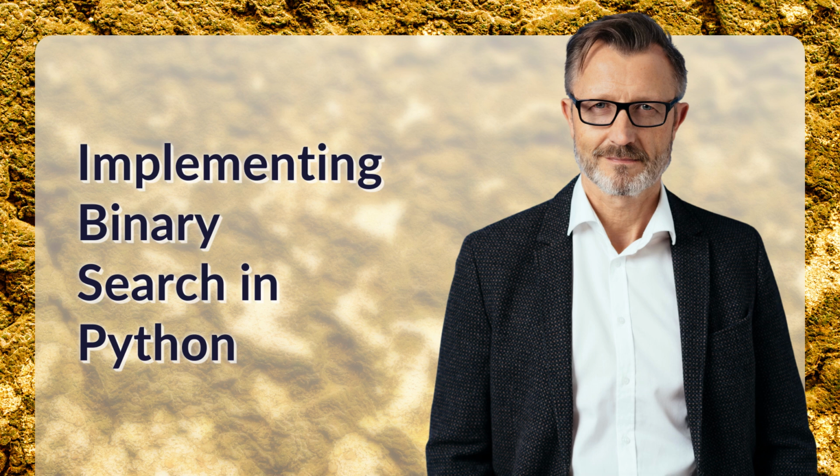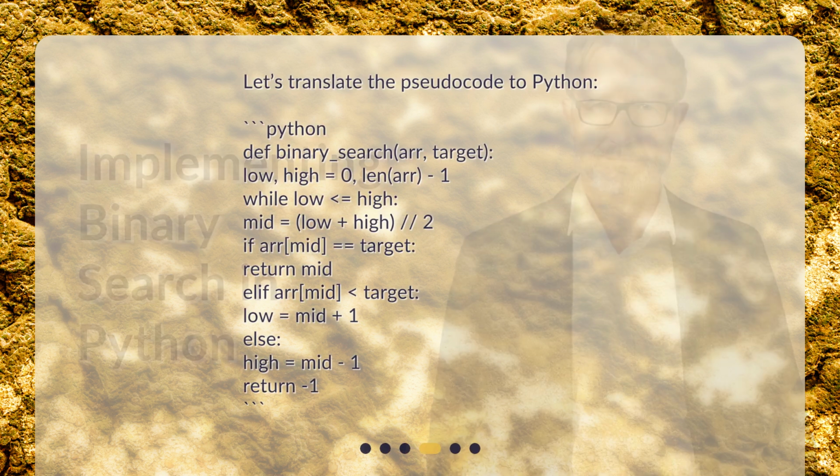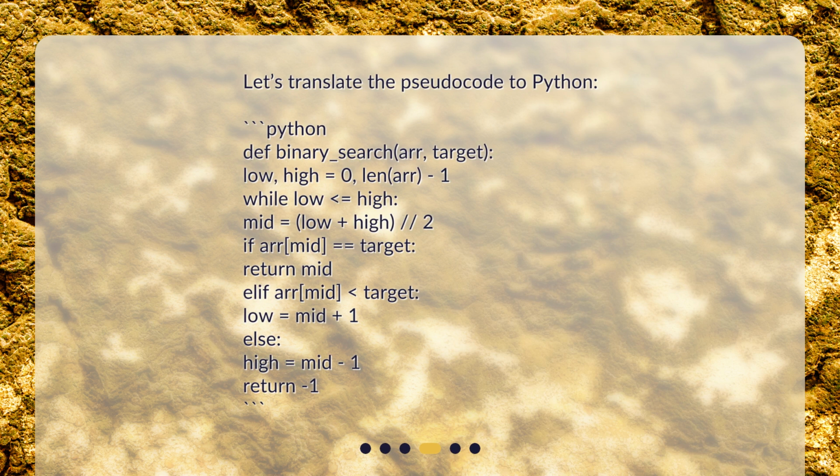Implementing binary search in Python. Let's translate the pseudocode to Python. def binary_search(arr, target): low, high = 0, len(arr) - 1. While low <= high: mid = (low + high) // 2. If arr[mid] == target, return mid. If arr[mid] < target, low = mid + 1; otherwise high = mid - 1. Return -1.